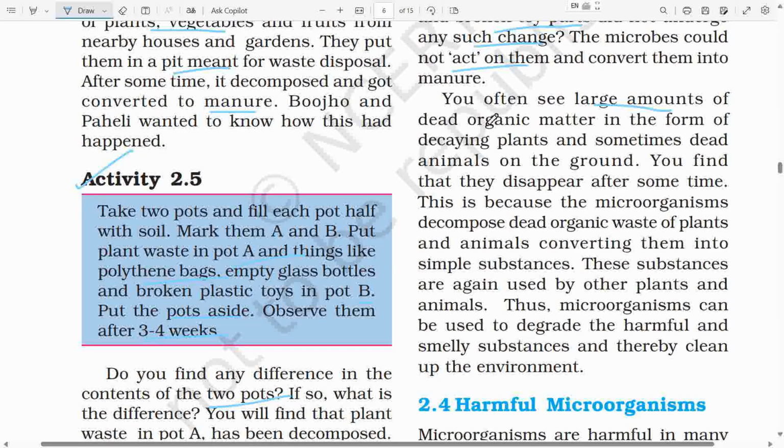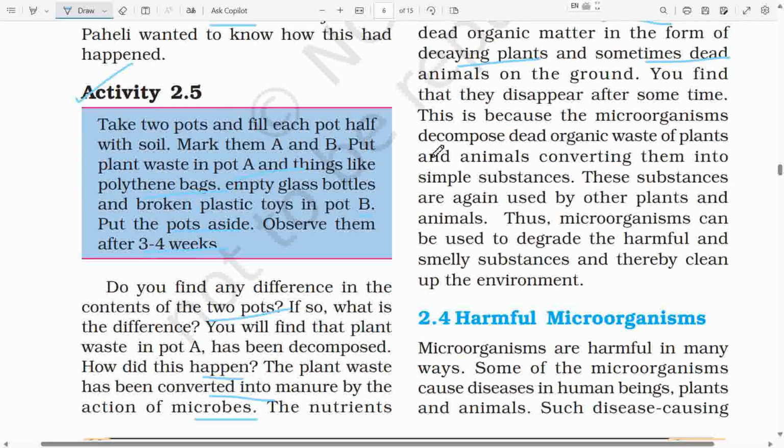You often see large amounts of dead organic matter in the form of decaying plants and sometimes dead animals on the ground. You find that they disappear after some time. This is because the microorganisms decompose dead organic waste of plants and animals, converting them into simple substances. These substances are again used by other plants and animals. Thus, microorganisms can be used to degrade the harmful and smelly substances and thereby clean up the environment.